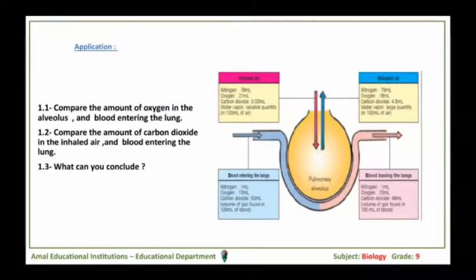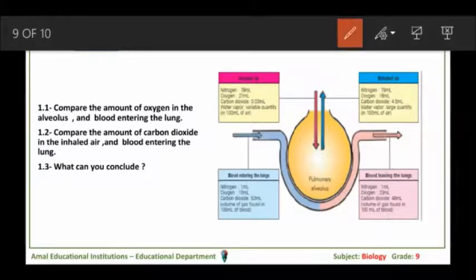This slide is found in your textbook. What you have to do is to read the amount of nitrogen, oxygen, and carbon dioxide at the level of inhaled air and at the level of blood entering the alveolus or the lungs. Notice here the oxygen in the inhaled air is 21. So here in the alveolus the oxygen is 21, and in blood entering the lungs, which is coming from the organs, it's only 15.